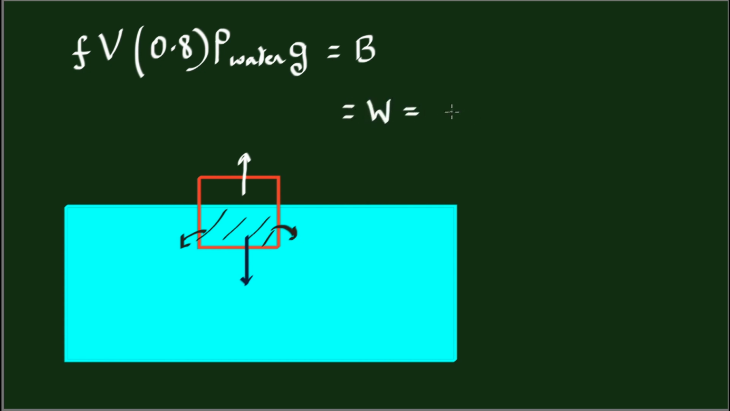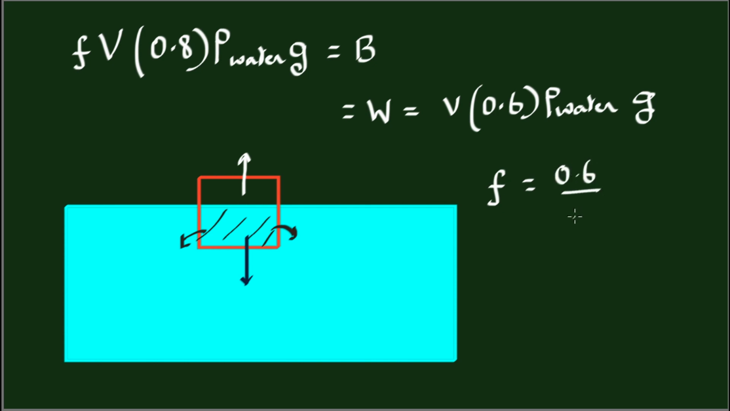Now the weight of the object depends on its total volume multiplied by the density of the object, which is 0.6 times the density of water. That gives me the mass of the object, times G gives me the weight. Now in this equation you can see that V times density of water times G is common on both sides. They cancel out. So I'm left with F is equal to 0.6 divided by 0.8, that is 3 by 4.